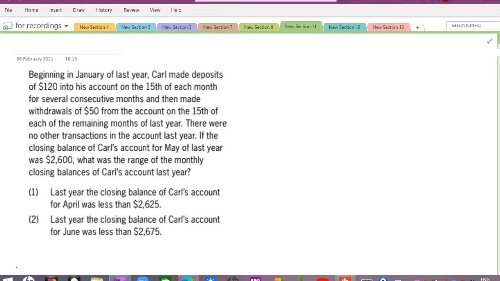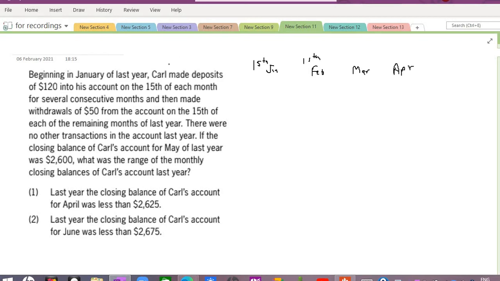So I have another data sufficiency question from the official guide. Again, you have a very complex question stem, so let's analyze it first. It says that beginning in January of last year, there is a person, Carl, and he makes deposits on the 15th of each month. So the 15th of January, then the 15th of February, and March, April, and so on. These are the dates he usually makes a transaction.